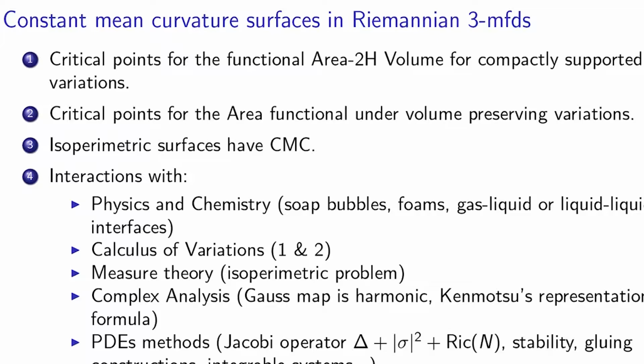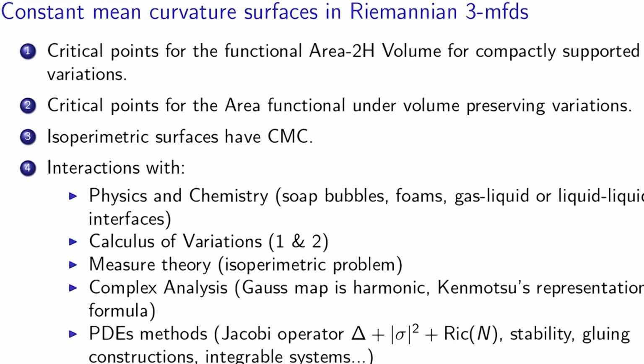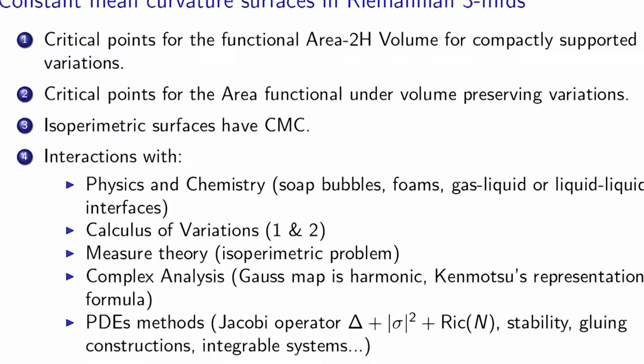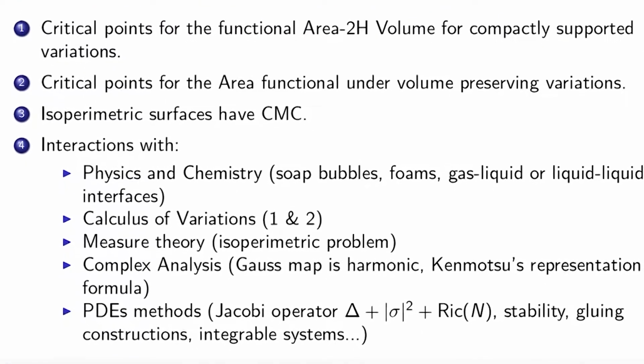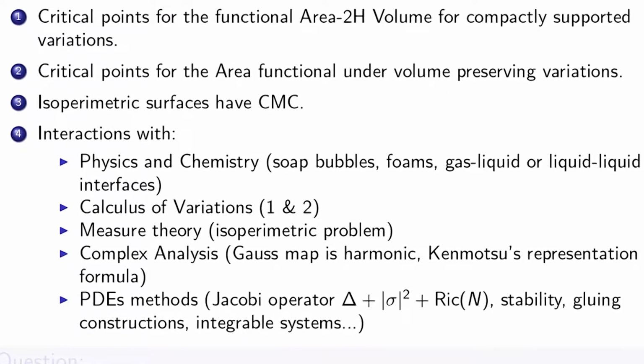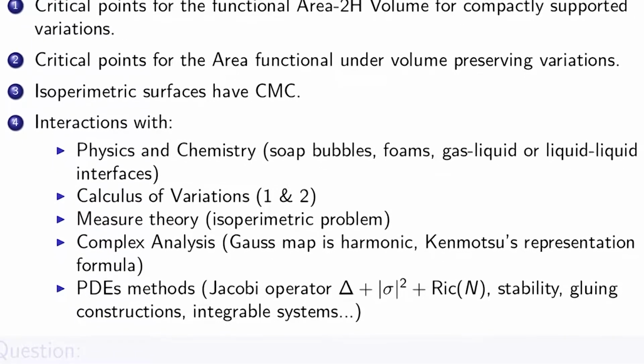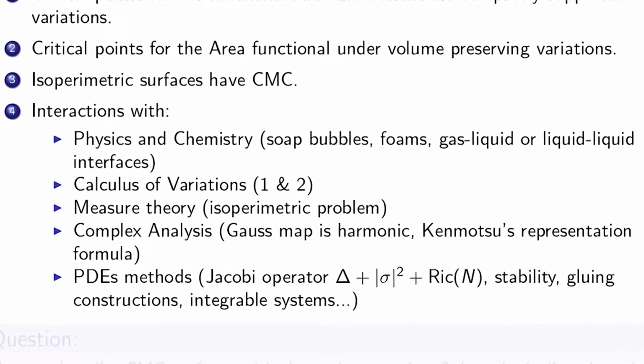There are sciences which are interested in constant mean curvature surfaces, as here I have mentioned just physics and chemistry because of soap bubbles or foams or some interfaces that appear when you have two media at different pressures and they are meeting in some surface, say, and nature wants to minimize energy, which in this case means area, and then you find constant mean curvature surfaces.